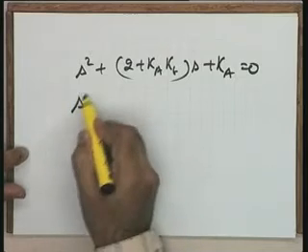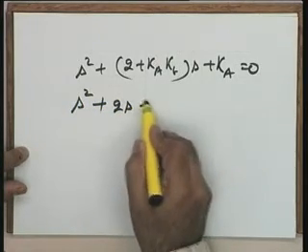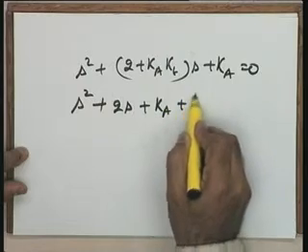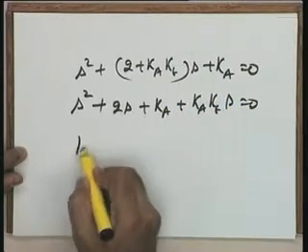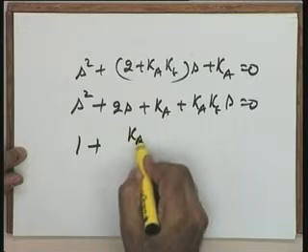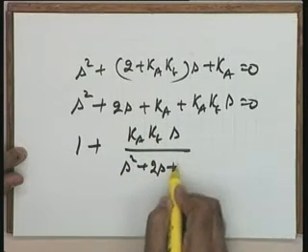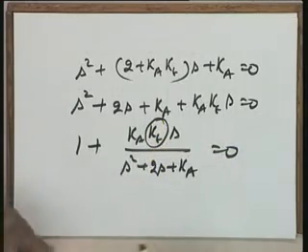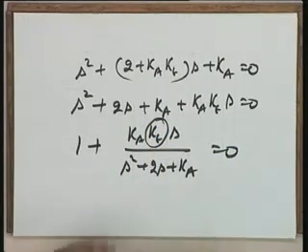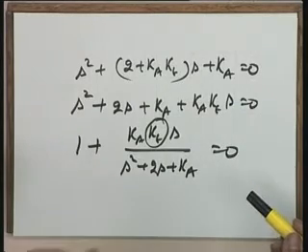In this particular case I put it in a different way: S squared plus 2S plus Ka plus Ka Kt S equal to 0. Putting it in this form, 1 plus Ka Kt S divided by S squared plus 2S plus Ka equal to 0. If I am interested in studying the variation of Kt, I will like to put Kt as a multiplier as far as the F(s) function is concerned.